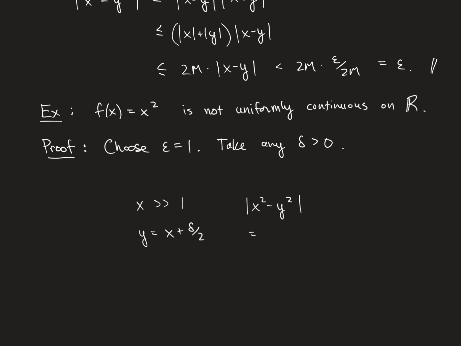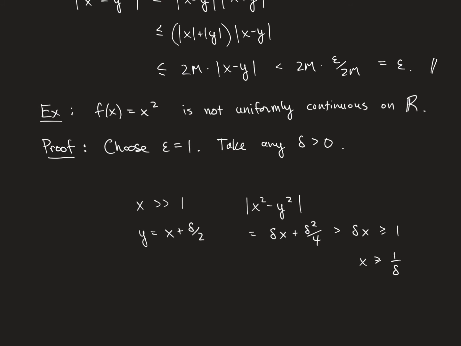And this should be simple. When you square the y, you're going to get an x squared, which is going to get canceled off by that x squared. And then you're just going to have the FOIL terms remaining. So you're going to have delta times x plus delta squared over 4. And this is positive, so I can kind of ignore it. I just want this difference to be bigger than or equal to 1. So this is bigger than delta times x, and this will be bigger than or equal to 1 as long as x is bigger than or equal to 1 over delta.